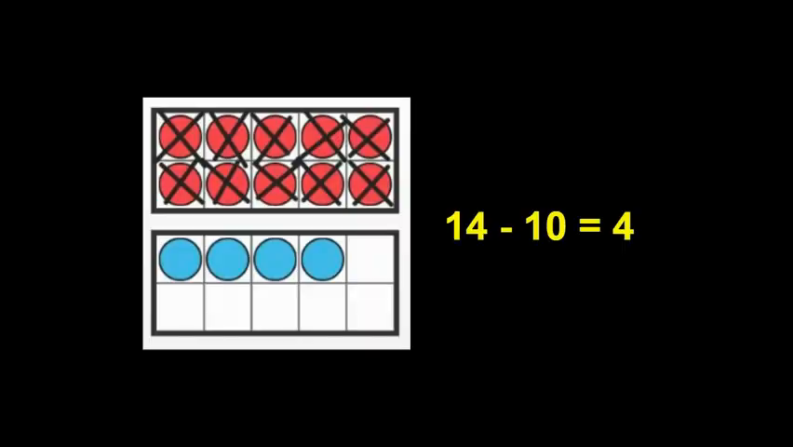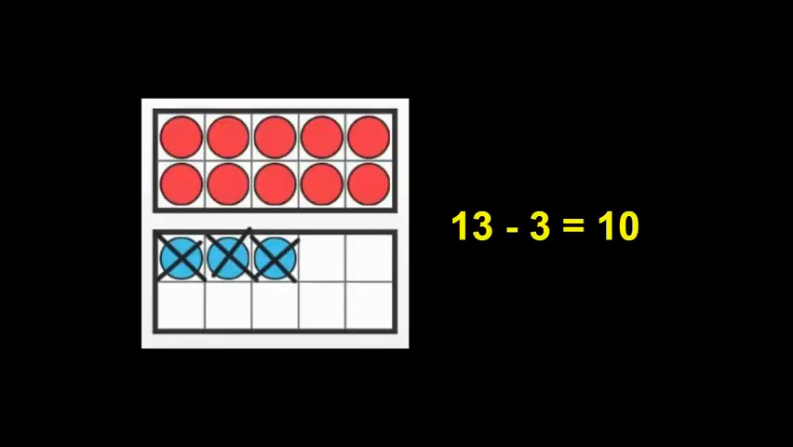How many did you see? Okay, take away 10. How many will be left? You're right, mathematicians. There's only 4 left. Notice how I just crossed out all of the first 10 frame. Okay, here's another one.